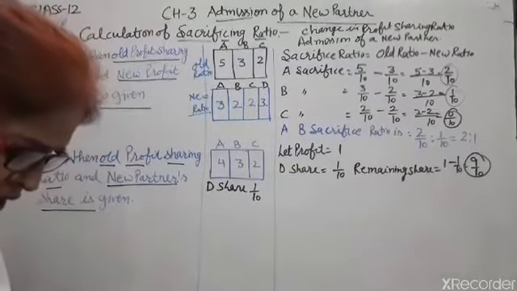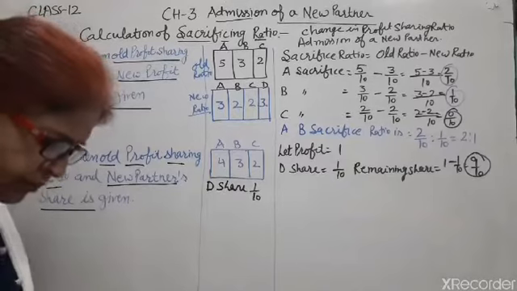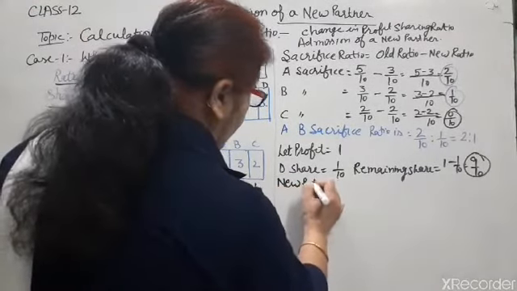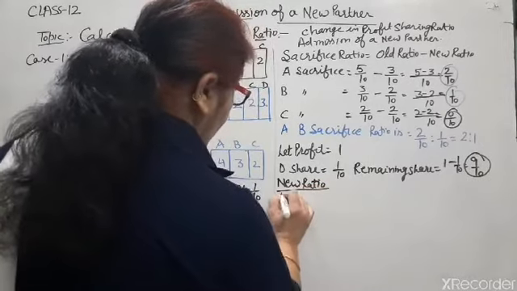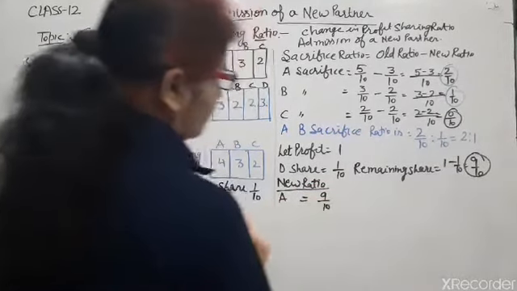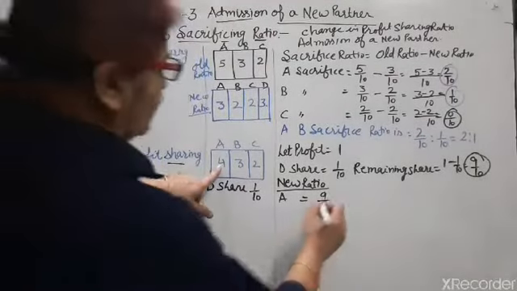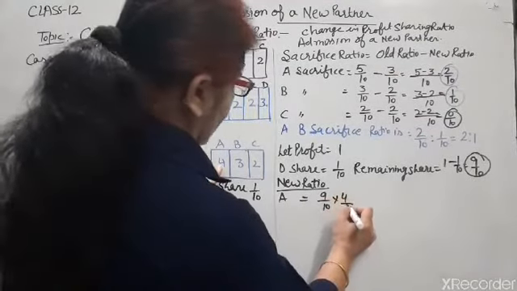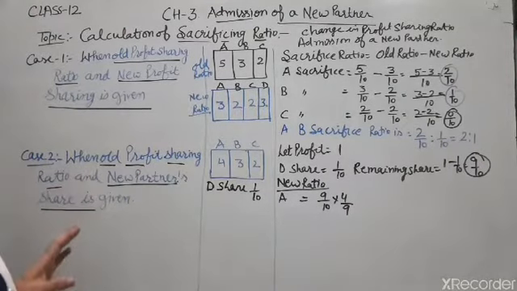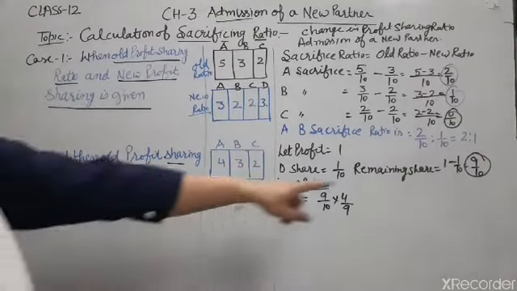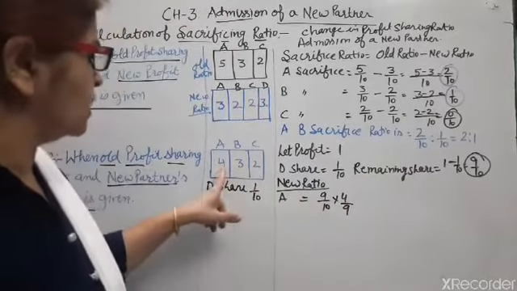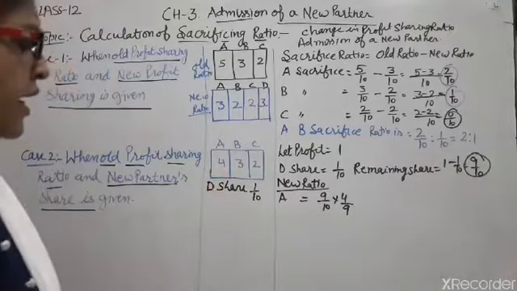In this case, first of all, we calculate the new ratio of A, B and C. A's new share is from the 9/10 remaining part, and A will get 4/9. The old ratio is 4 plus 3 plus 2, which is 9. So from the 9/10 remaining profit, A will get 4/9.